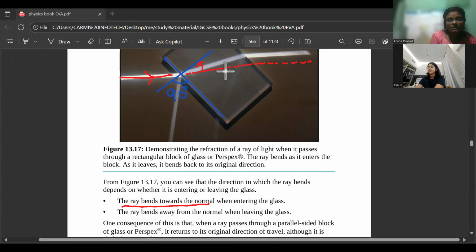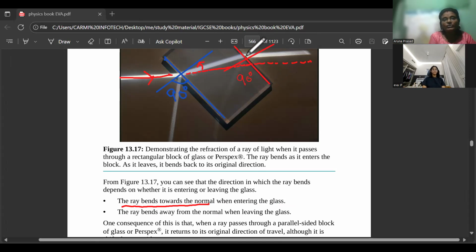Now, when it will leave, I am surprised why have they not shown it here. I will have to show you how it is taking place, towards or away from the normal. This is the second medium, like second change, and this is the second normal. Of course, this should be the 90-degree angle. So here you can see, Eva, that the ray bends away from the normal when it leaves the glass. So just the opposite case.